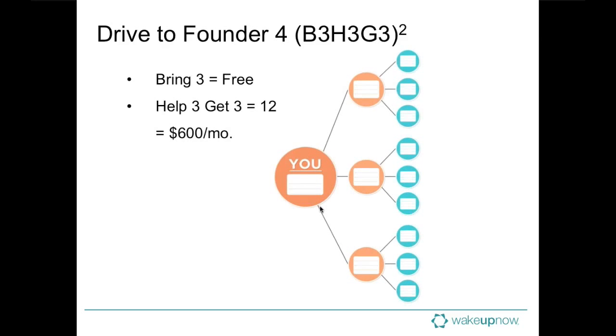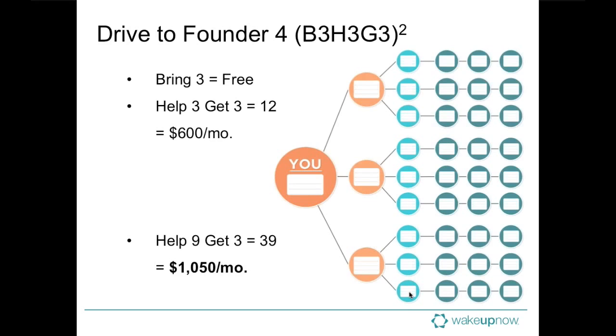Okay, and when you help 3 get 3, that turns into 12 people in your organization. You can see here that all of these people that you've helped, that you've brought, are now getting their product for free. They picked the Director 3 bonus, and you are getting $600 a month. So this is recapping what we just talked about.